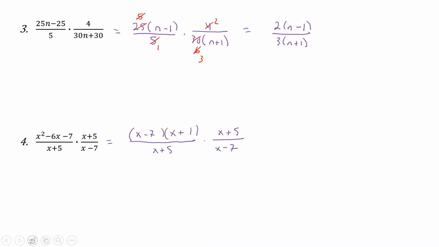All right, now we get to cancel everything we factored. So x minus 7, x plus 5, and we're left with just x plus 1. And so that's going to be our final value. And, you know, we had a trinomial over a binomial and then a binomial over a binomial, and we end up with just a binomial.